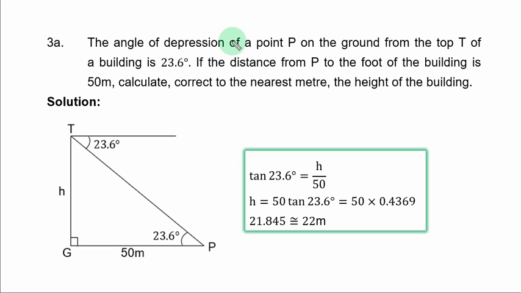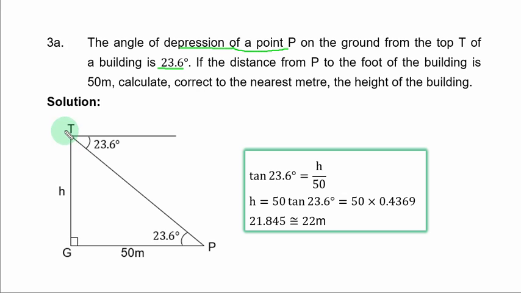Question 3a. The angle of depression of a point P on the ground from the top T of a building is 23.6 degrees. If the distance from P to the foot of the building is 50 meters, calculate correct to the nearest meter the height of the building.